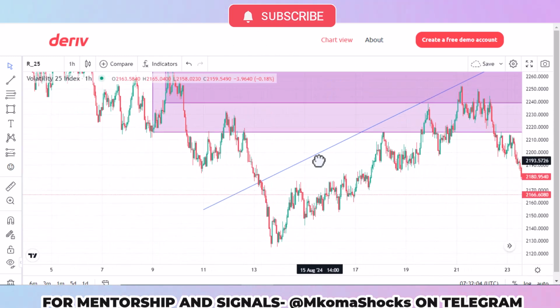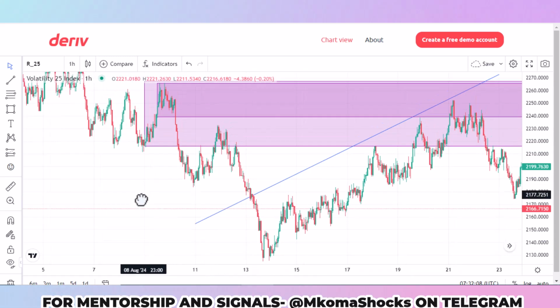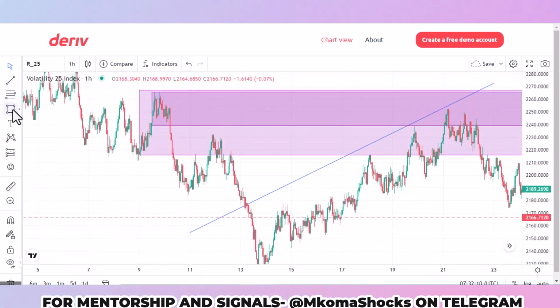And remember, this is the retracement, and look how the retracement was going. This is exactly what we want to see. So the order block on the H1 is this one.